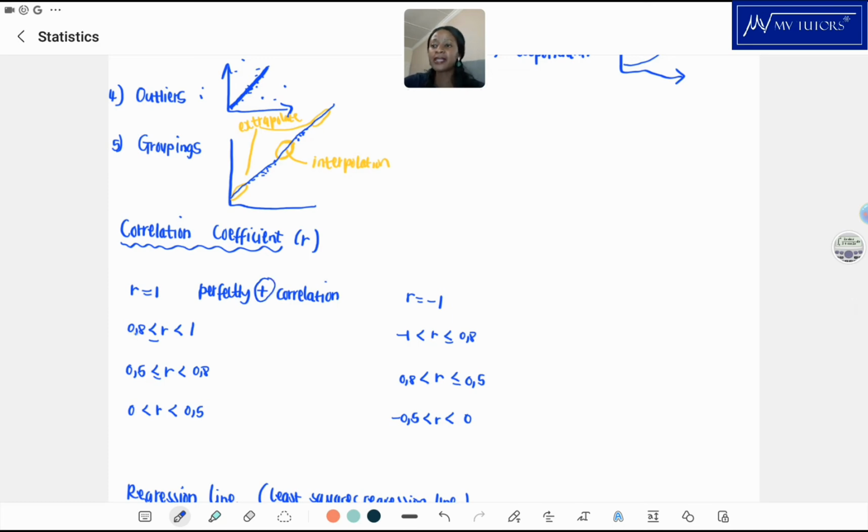If we get R between 0.8 and 1, we would say that it has a strong positive correlation. A value between 0.5 and 0.8 would be a moderately strong positive correlation, and between 0 and 0.5 is a weak correlation.